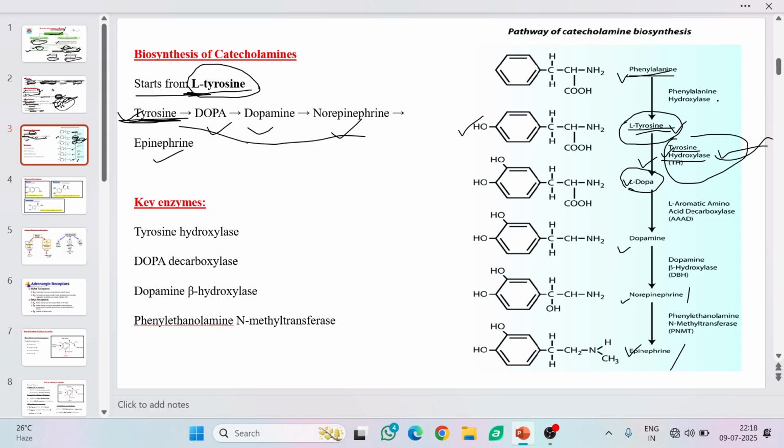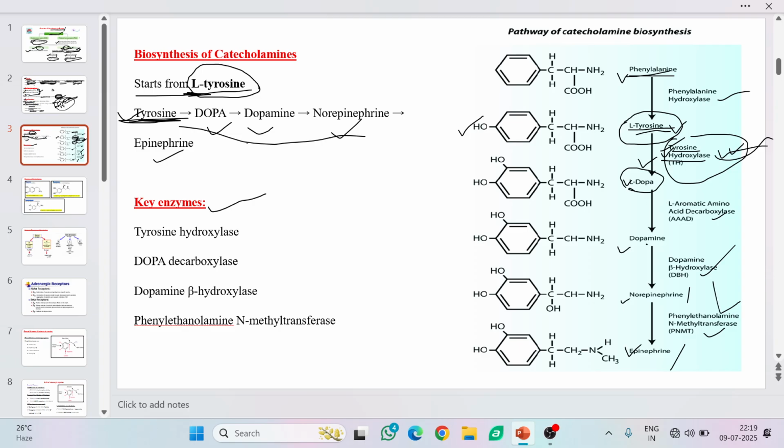These enzymes are most important: tyrosine hydroxylase, then decarboxylase, then beta hydroxylase, then methyl transferases. They will ask about these enzymes. So this key enzyme, you have to learn. During conversion of phenylalanine to tyrosine, phenylalanine hydroxylase is the important enzyme. Then during conversion of L-tyrosine to levodopa, tyrosine hydroxylase is the important enzyme.